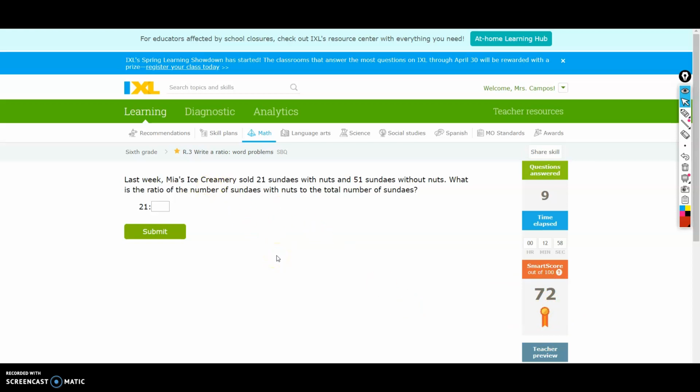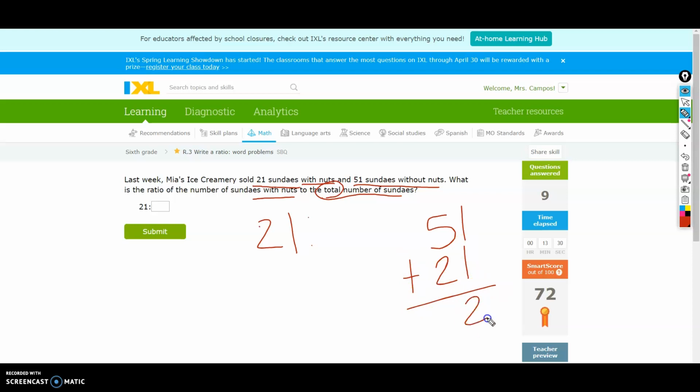It says, last week, Mia's Ice Creamery sold 21 sundaes with nuts and 51 sundaes without nuts. What is the ratio of the number of sundaes with nuts to the total number of sundaes? Okay, so with nuts, we have 21. And then the total number, so that would be 51 without, plus the 21 with. So we have 72 as the total. So 21 to 72.